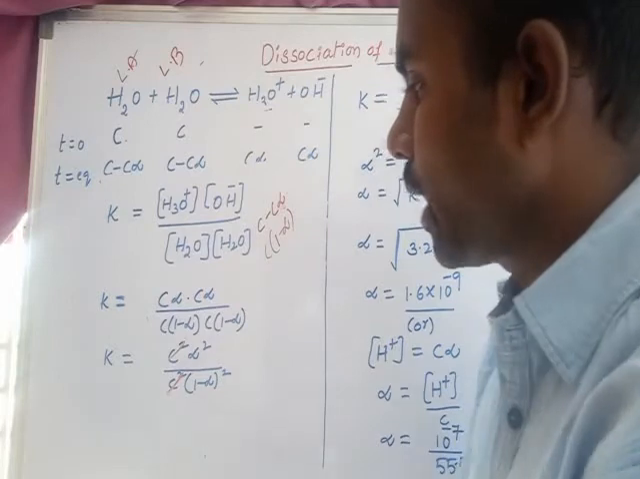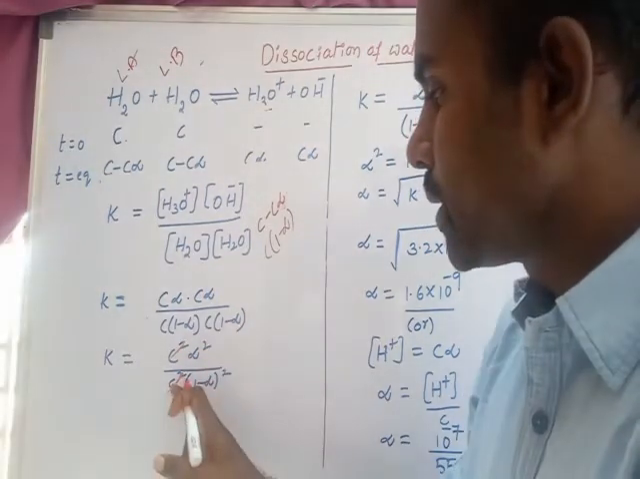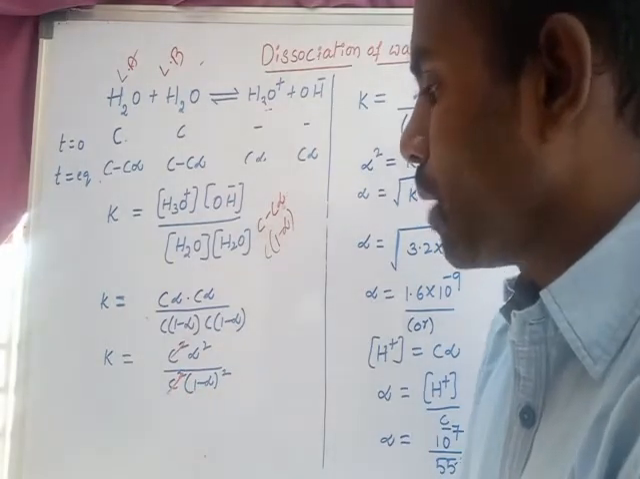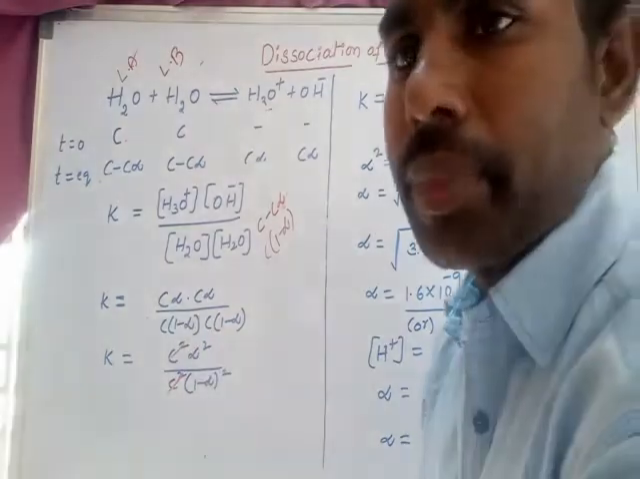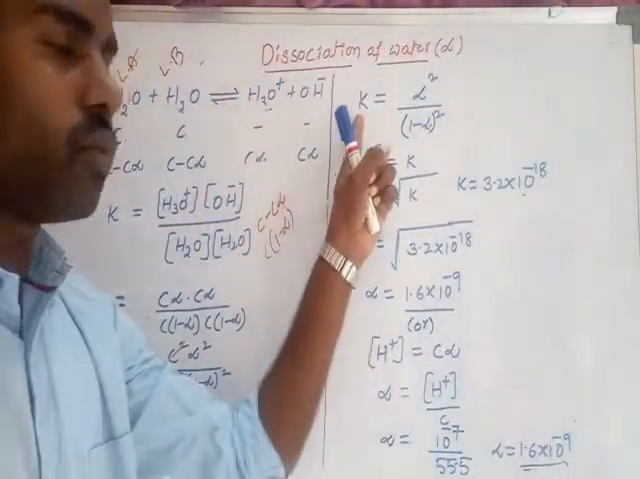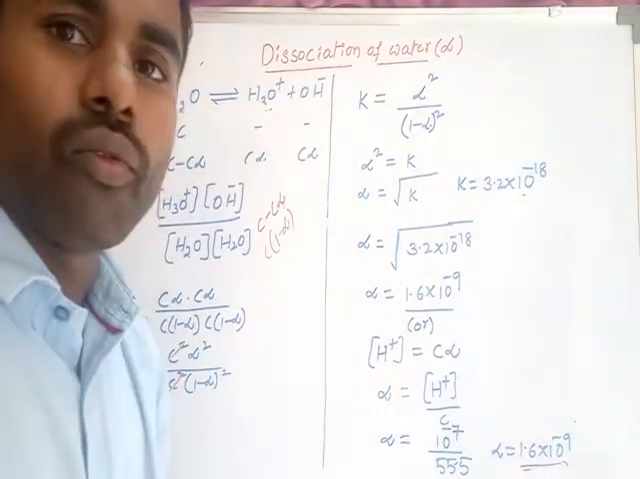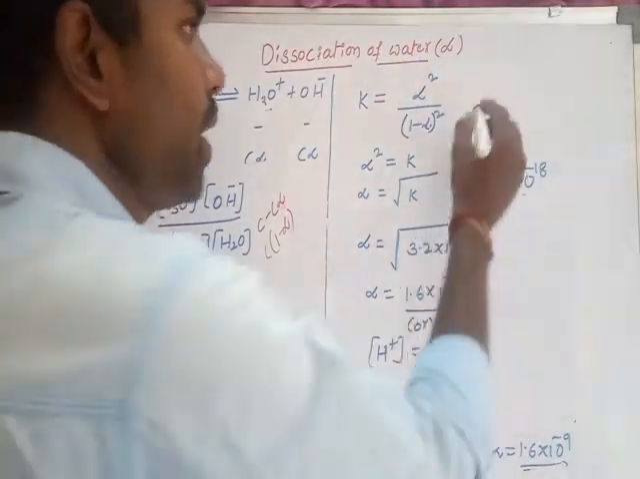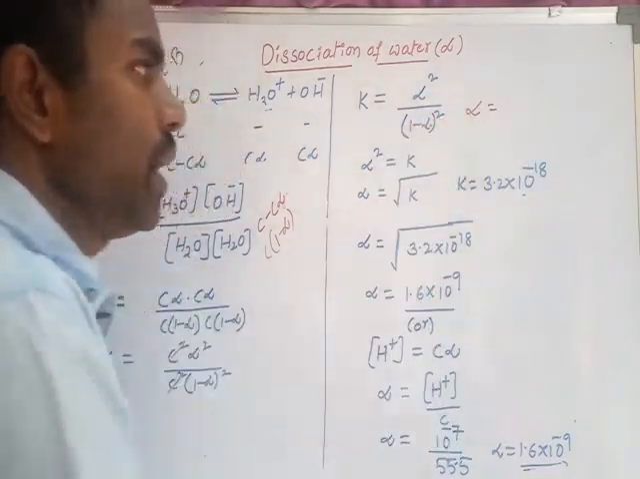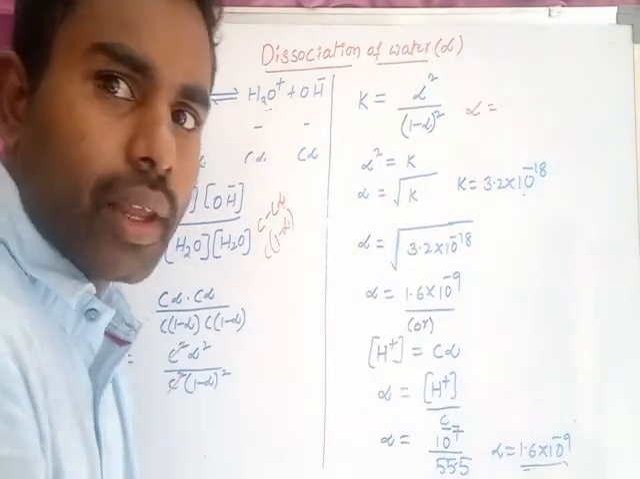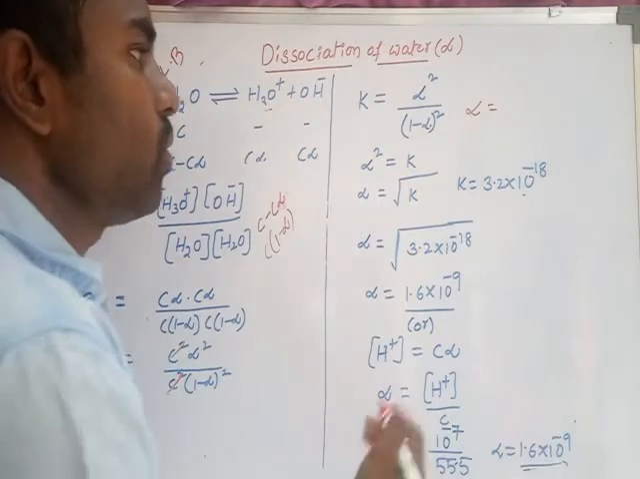From that we can write C squared alpha squared divided by C squared into (1 minus alpha) whole squared. The C squared cancels. Finally, K equals alpha squared divided by (1 minus alpha) whole squared. Here alpha is a very small value, so we can neglect it in 1 minus alpha. Then K equals alpha squared divided by 1, so K equals alpha squared.